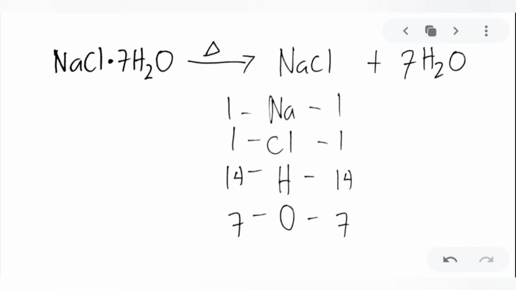Another example for the decomposition of hydrates, in which when heated, it will produce a sodium chloride. It will be depleted here, and 7 molecules of hydrates or water here. So as you can see, the reactant and product side has the same number of elements. So therefore, this equation is already balanced.